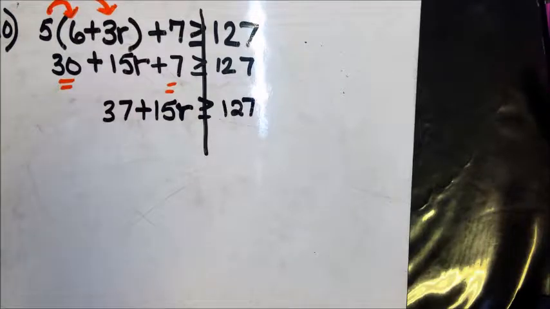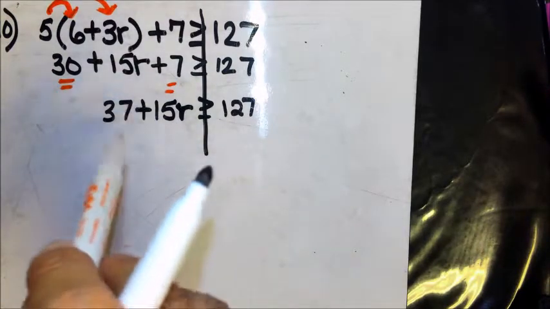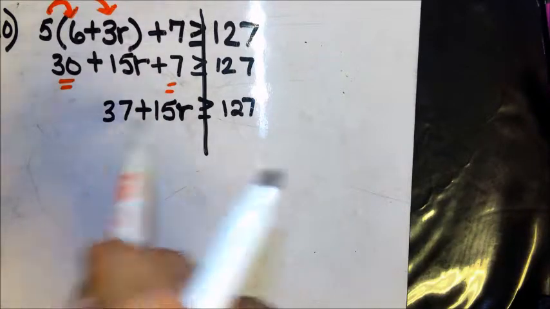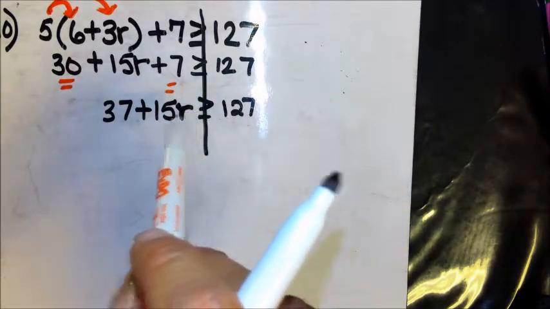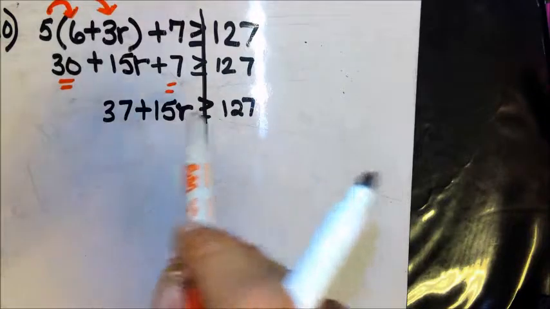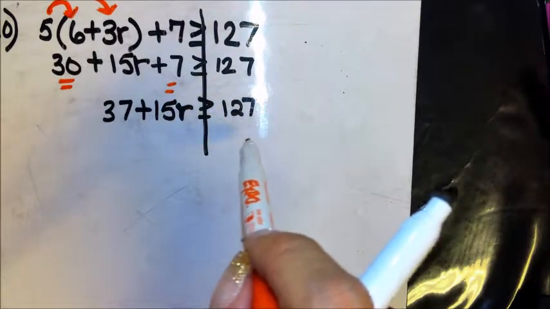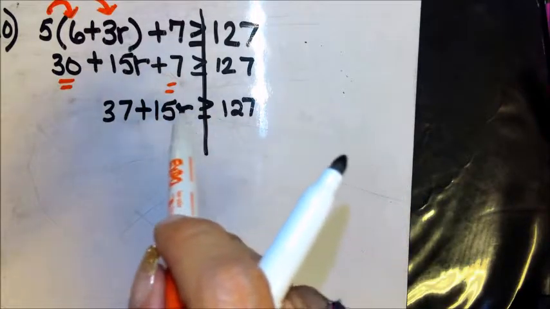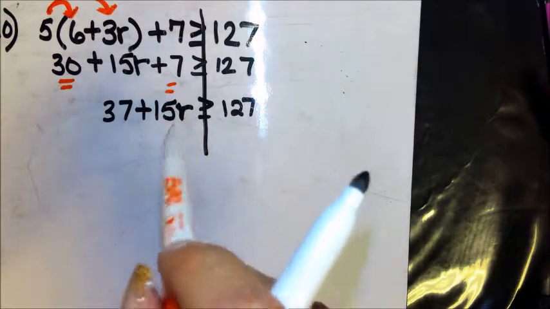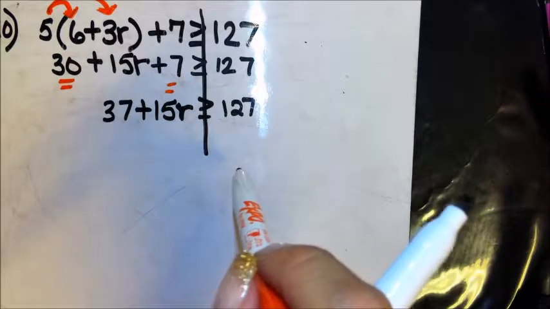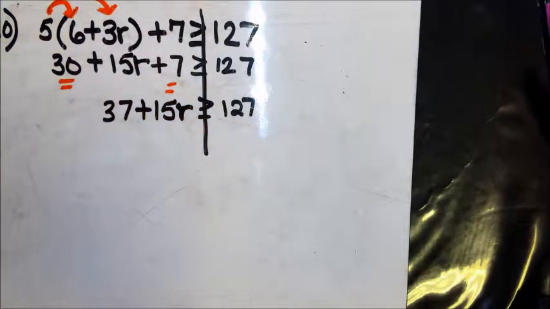I need to solve for r. So on this one, I'll walk you through it again. I'm going to take this 37 and subtract it from this side and this side. And then it'll cancel out on the left. And on the right, I'll do 127 minus 37. And then to get the 15 away from the r, I'm going to divide both sides by 15. Okay? And that'll take you out.